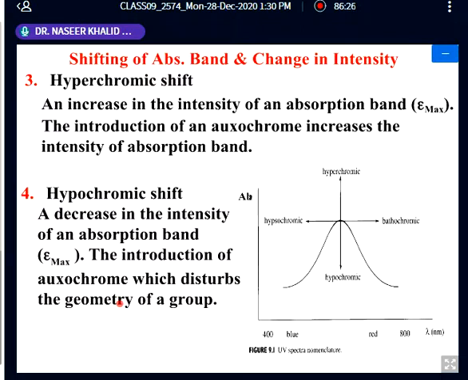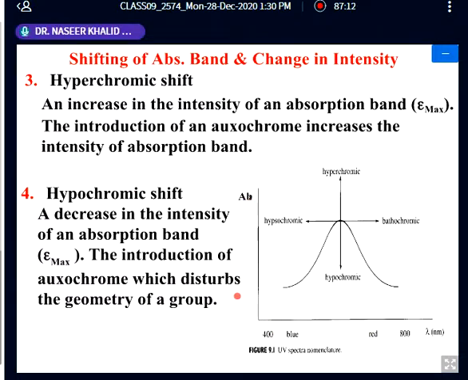Hyper means higher. If an increase in absorption takes place due to the introduction of an auxochrome, we say this is the hyperchromic shift. It increases the intensity of the absorption band. And the reverse: if the absorption is decreasing due to the introduction of an auxochrome, we say this is the hypochromic shift. The decrease in the intensity of an absorption band due to the introduction of an auxochrome is known as hypochromic shift.